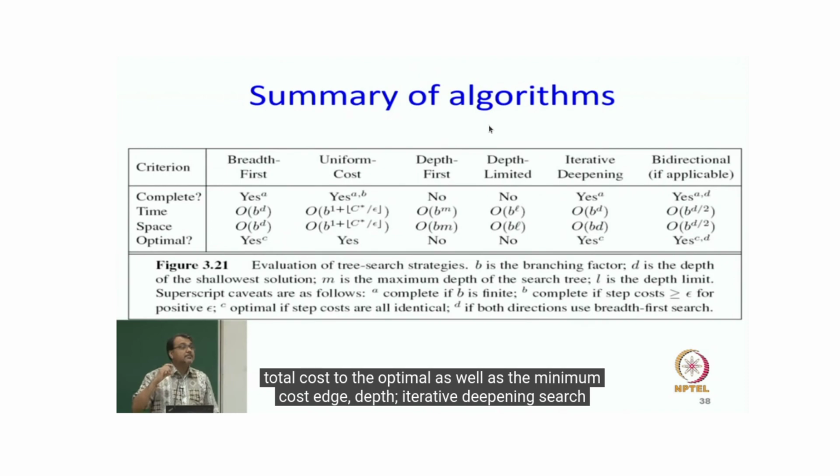Which one is optimal? Optimal is uniform cost, and all the others have some constraints. So these superscripts, if you see, are some conditions which have been explained in the caption given to the figure. So you have to see that.